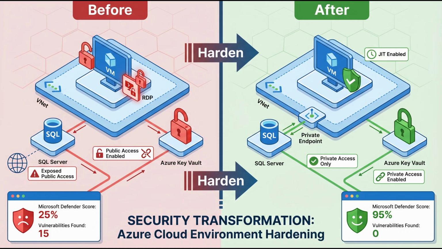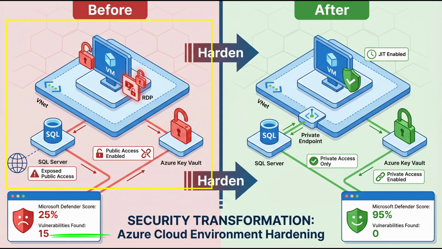So here in this scenario, you log in, you open the Azure environment, and this is what you see. At first glance, everything looks deployed. VM is running, SQL servers are available, Key Vault exists. But then you start digging, where you see VM has RDP open, SQL servers publicly exposed, Key Vault allows public access, and Defender for Cloud tells you the truth. Security score is 25%, vulnerability is 15. Nothing is down, but everything is insecure.